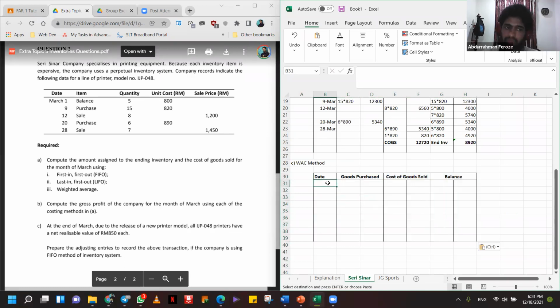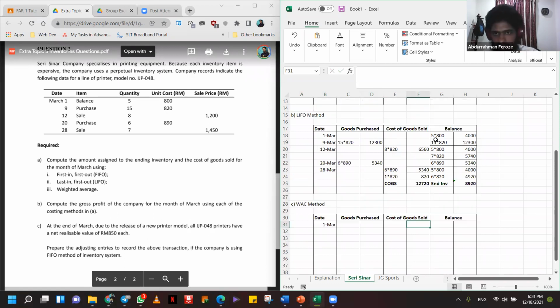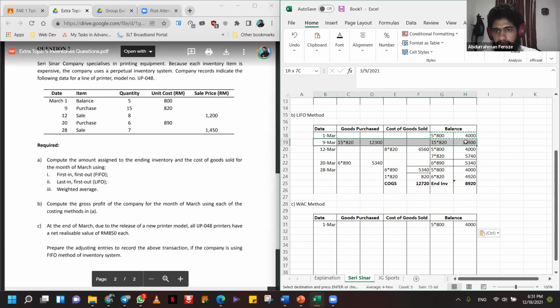So we go through a similar method here, right? So we have 1st March. The balance would be the same as this. Okay, all right. And then on 9th March, we have this purchase, which will remain the same here, right? The differences between each method occur really only when you sell an item, in how you need to account for it. When you're buying or purchasing, it's the same entry for each method, right?